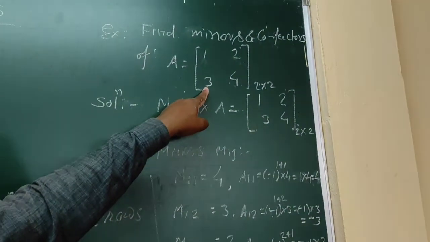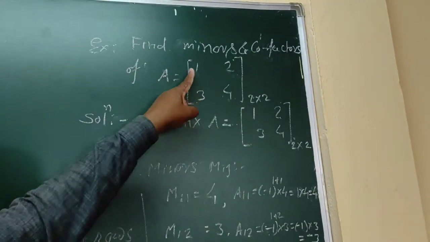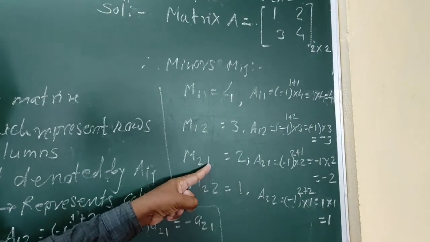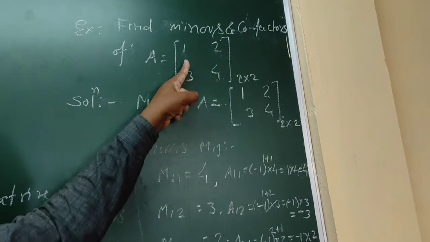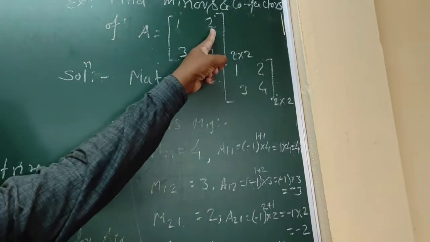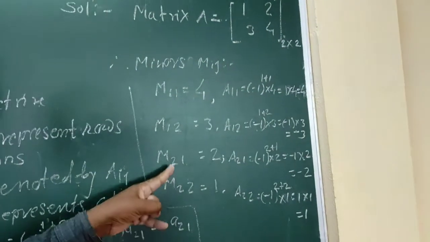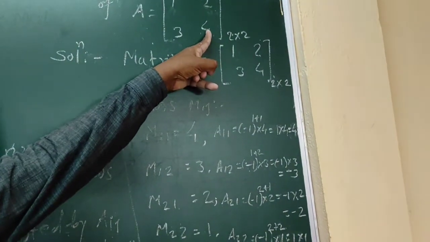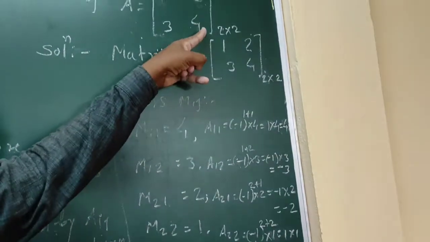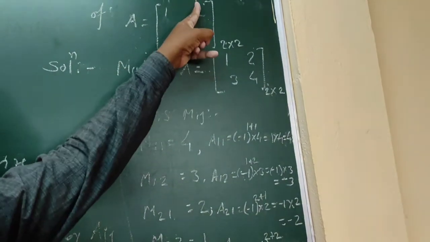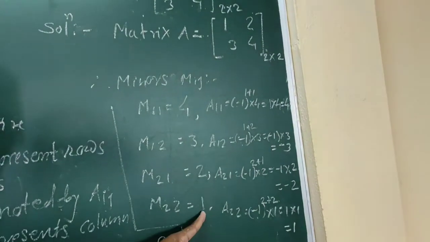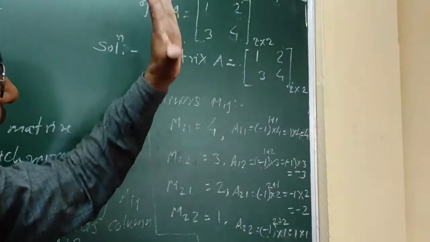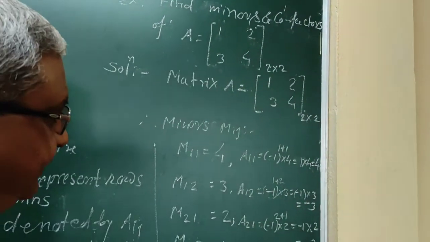Then we come to the second row and first column. So it is M21. Again we delete the elements in its row and column. What is left is 2. So we write M21 is equal to 2, and the last one is M22. Again delete the elements in the row and column. What is left is 1. So this is the minor of the element in the second row and second column.